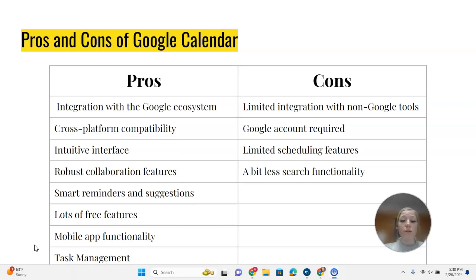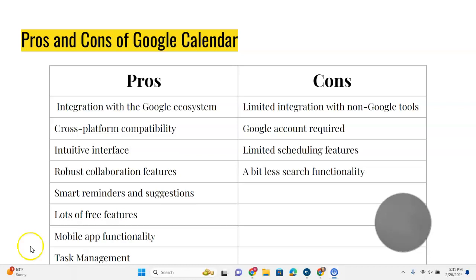There's lots of free features. When you think about free, that is a big bonus. With Calendar, there's also good mobile app functionality. Another pro is the task management. Google Calendar includes a built-in task management feature called Tasks. This allows you to create your to-do list or whatever you need to have created.